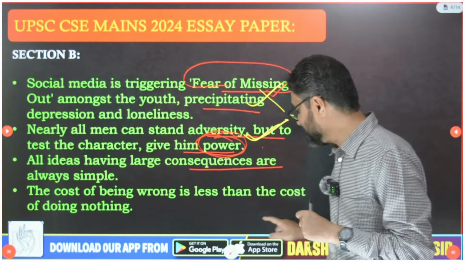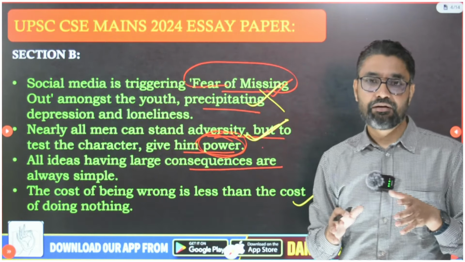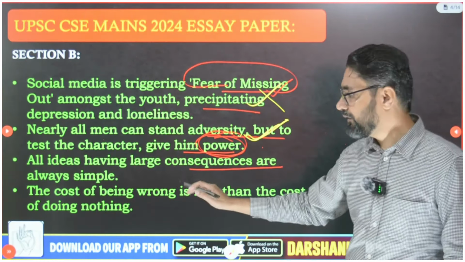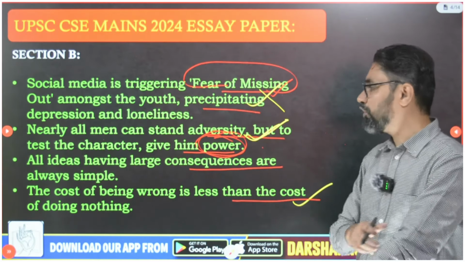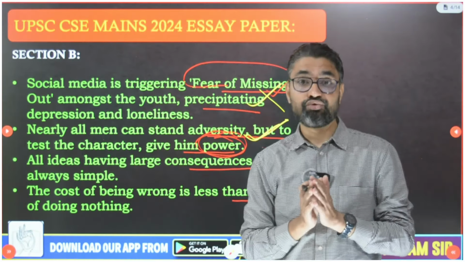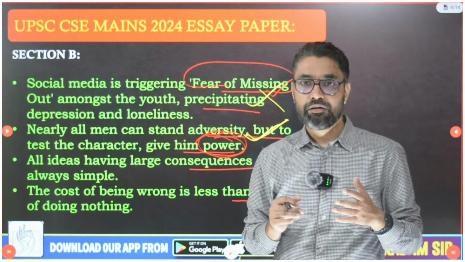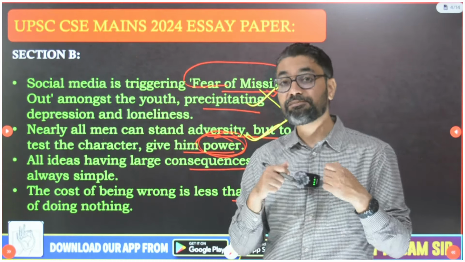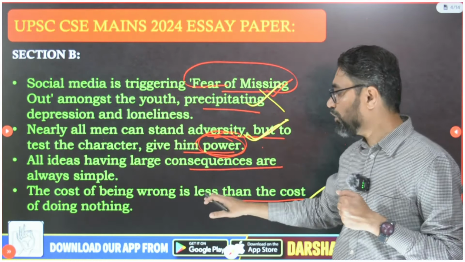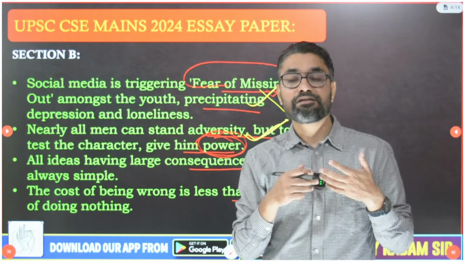This essay seems difficult, but if you are a well-read person, you will get very good marks. I will explain why. Cost of being wrong is less than the cost of doing nothing. So this essay simply talks about how you should do a trial, and not just think about the failure. So here this essay is talking about this mentality of risk taking. You should always be a risk taker, and only so the cost of being wrong is less than the cost of doing nothing. So why is the cost of doing something less?